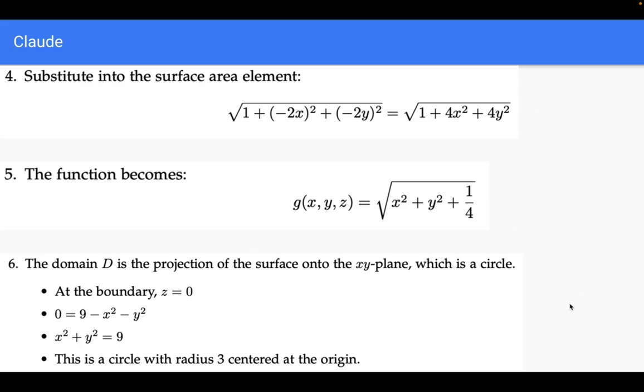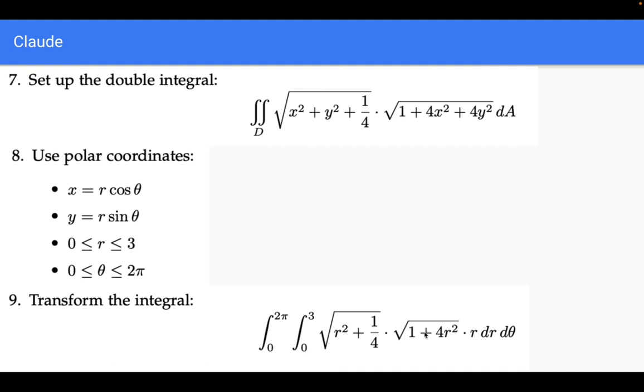It also projects onto the surface of the xy plane and adjusts the boundaries based on that. So it also converts to polar coordinates in order to have different boundaries here, and it turns this into this integral with respect to r and theta instead of x and y. Both this double integral here and the transformed integral here match the same expressions that ChatGPT gave us.